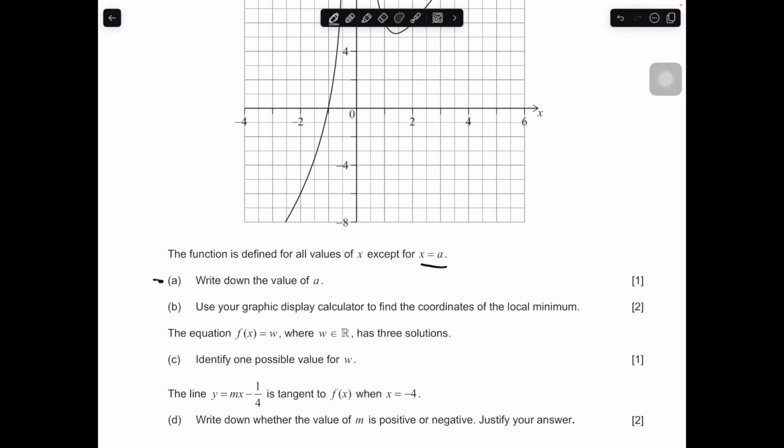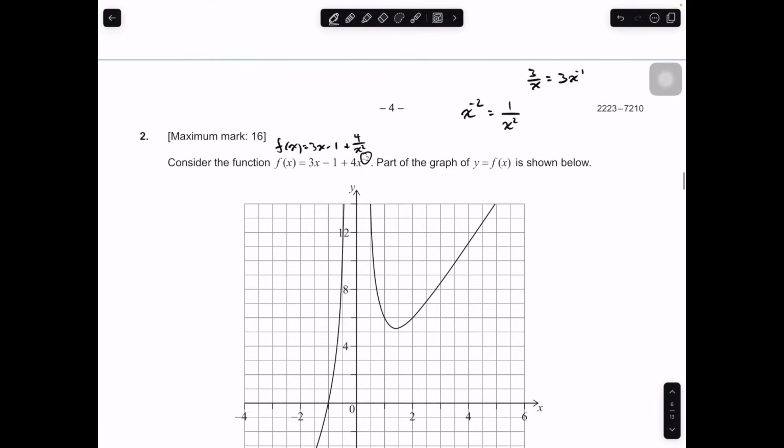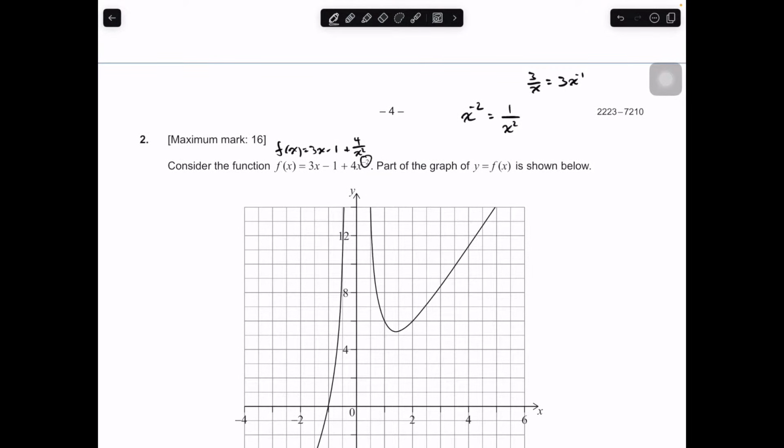We can also solve this graphically, writing down the value of a. So it says our function is defined for all values of x. That is to say, we can put in any value of x that we want into here, except for one single value. And since our function is f of x is equal to 3x minus 1 plus 4 over x squared, there's some value that we can't actually put in. And that's when x is equal to 0. Because then at that point we have 4 divided by 0, which is illegitimate. It's not something that we can actually solve for.